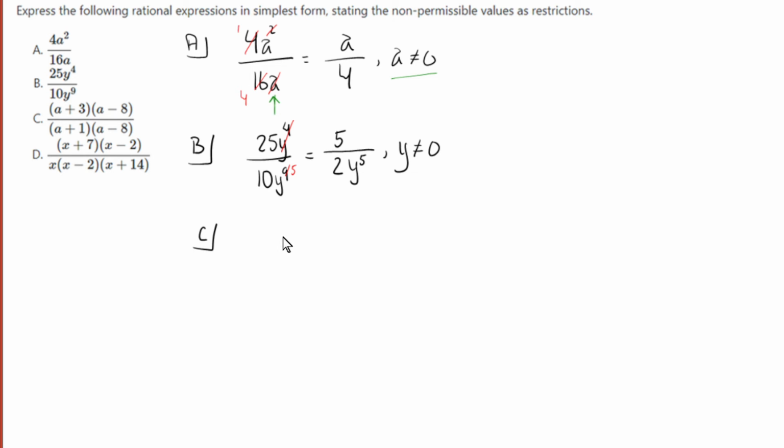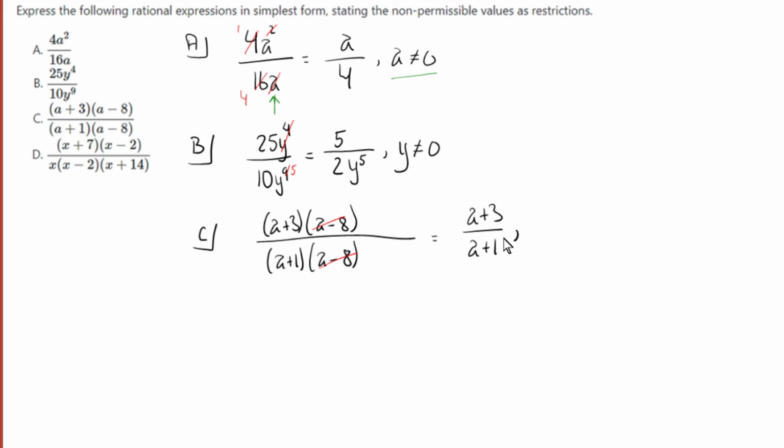In C, we have a product of two binomials in both the numerator and the denominator. The a minus 8s cancel against each other, leaving us with a plus 3 in the numerator and a plus 1 in the denominator. The non-permissible values here would be -1. So a cannot equal -1, and it cannot equal 8.